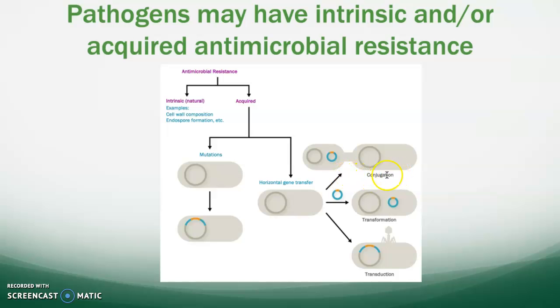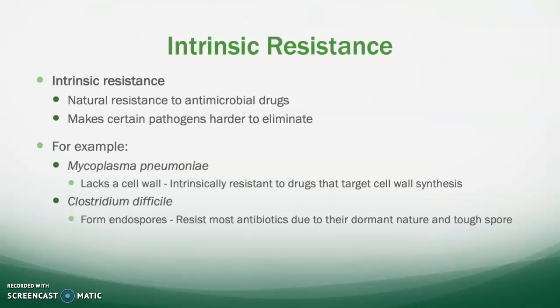Remember, we have conjugation, which is the sharing of genetic material from one living microorganism to another. We can have transformation, where a microbe can pick up new genetic information from the environment. And we can have transduction, where when it's infected by a bacteriophage, it can pick up new genomic information.